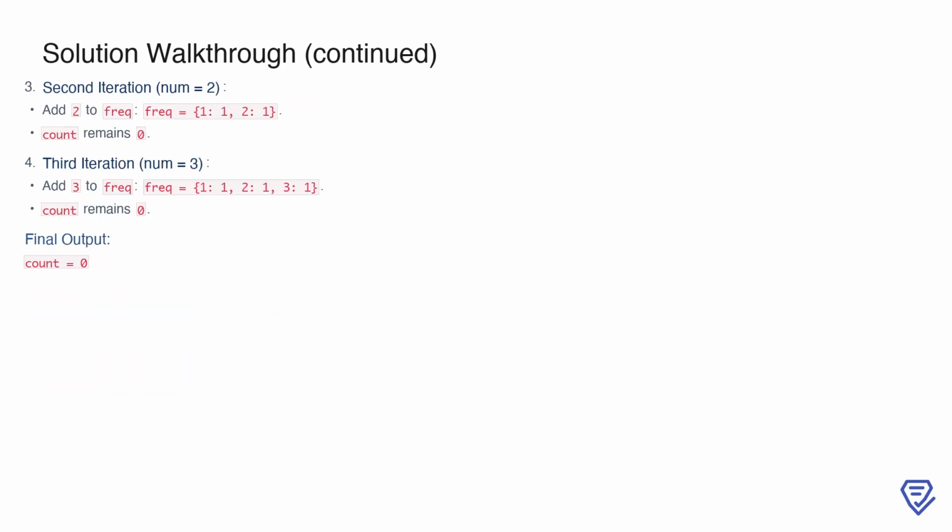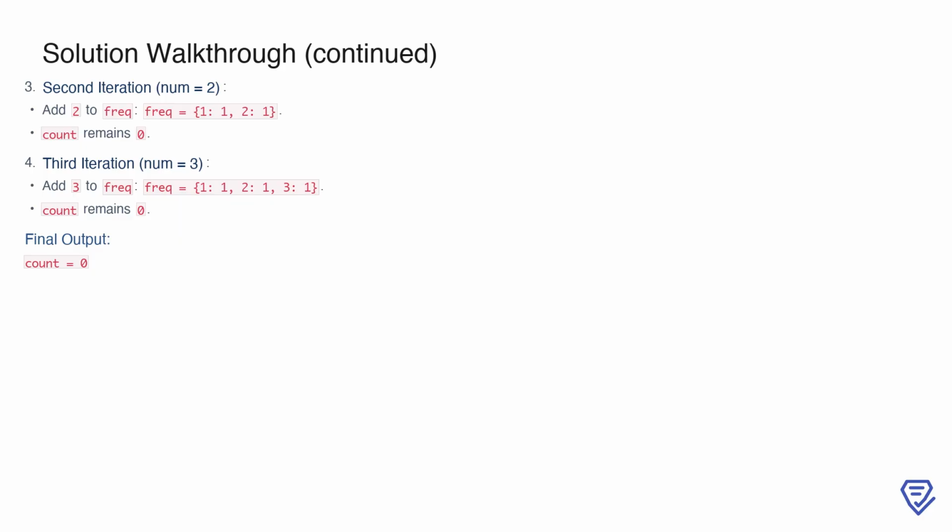In the second iteration, we encounter the number 2. Since 2 is not in frequency, we add it with a value of 1. Again, no good pairs can be formed yet, so count remains 0. In the third iteration, we encounter 3. We add 3 to frequency with a value of 1, and as before, no good pairs can be formed.